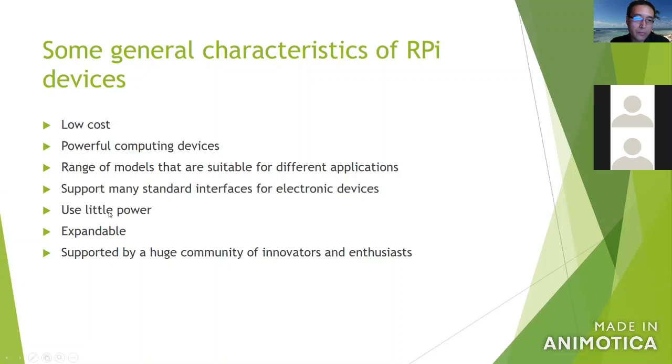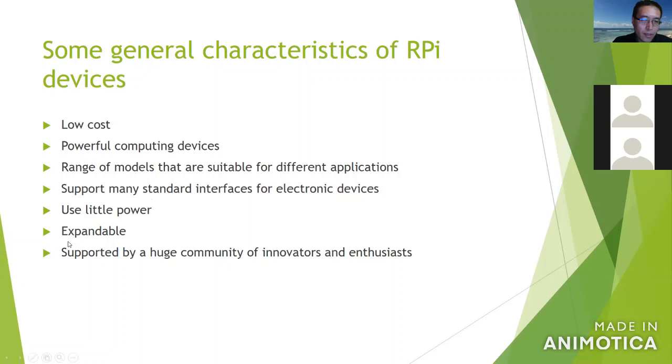And it uses little power. This is very important. Nowadays, a lot of IoT applications are deployed. So the most demanded property for an IoT system is low power consumption. And also it's expandable. That means if you have a simple system, then you can design a simple system by using Raspberry Pi. If you have a more complex system, you can expand.